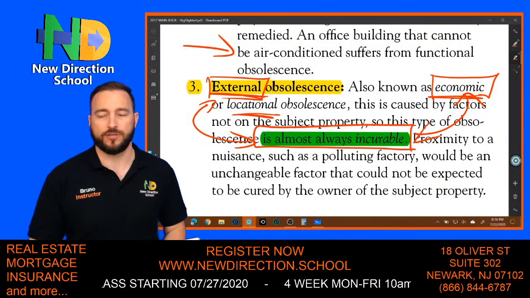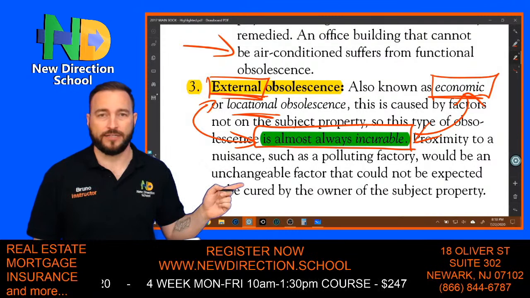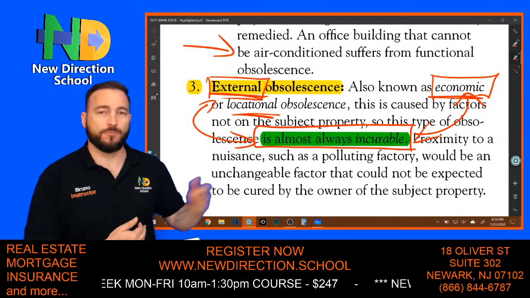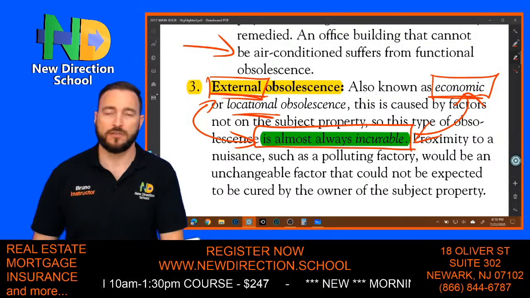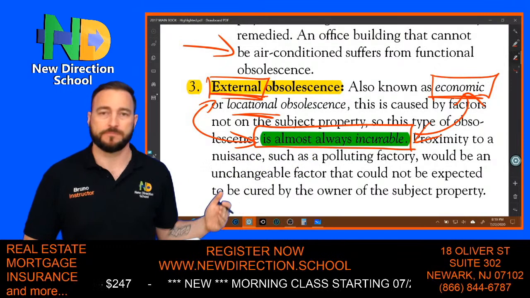But if you're next to a train station, like right now I have the railroad tracks right here next to me. Sometimes we're going to hear a noise. That noise is from the train. Can I just move the train station? I can't. It's beyond my property. I cannot do anything. Can I move my property? Can I move the building somewhere else? I can't either. So I suffer from external or locational obsolescence because it's right there and I cannot do anything about it. You guys got it?